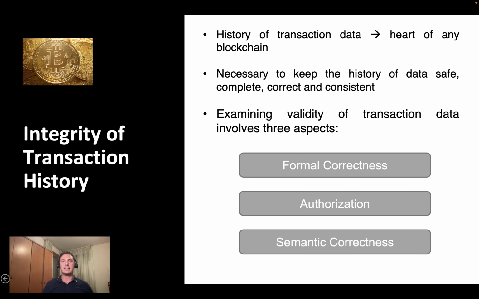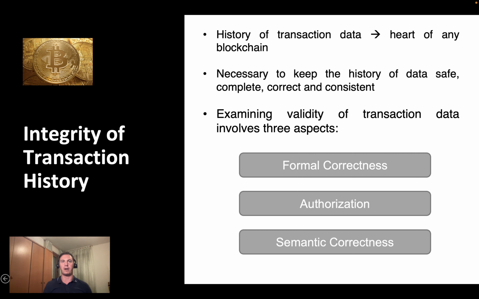Let's now discuss the integrity of the transaction history. It can be said that the history of transaction data is the heart of any blockchain that manages ownership because it is the basis for reconstructing the state of ownership. It is necessary to keep the history of data safe, complete, correct, and consistent in order to maintain the integrity of the whole system. Hence, the blockchain needs to provide security measures to ensure that only valid transaction data are added into the blockchain. Examining validity of transaction data involves three aspects.